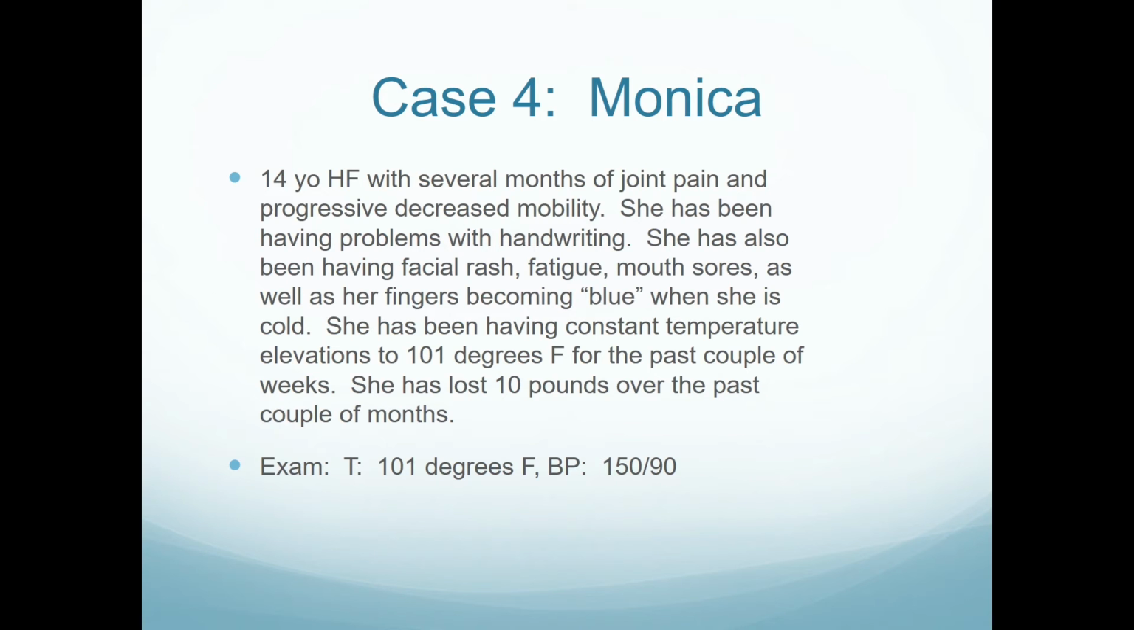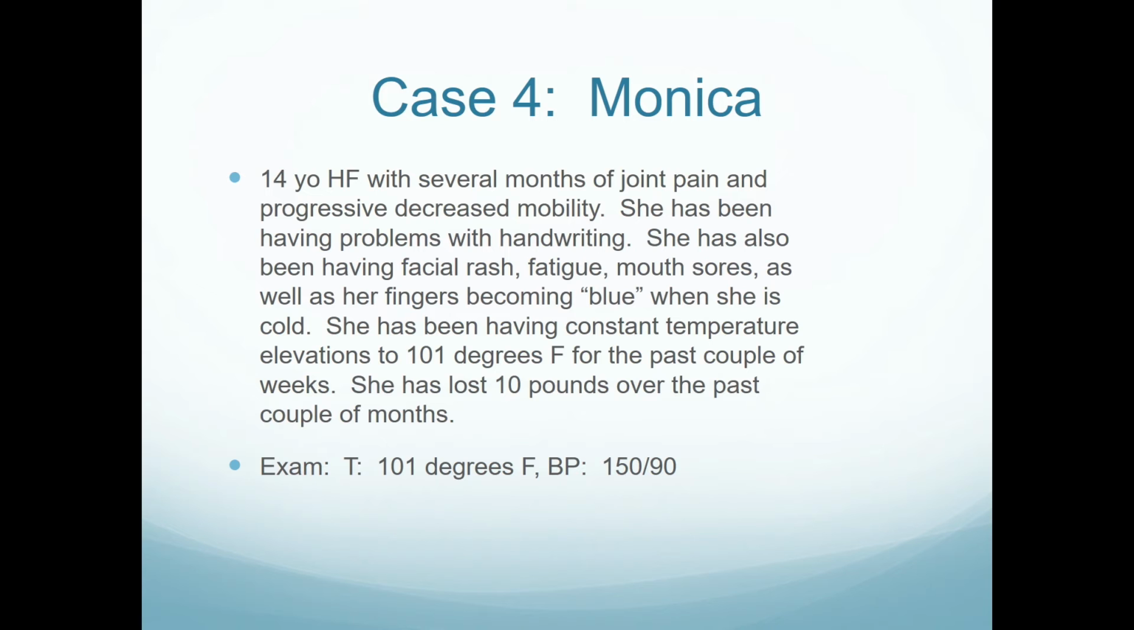Okay, which brings us to Monica. So Monica is a 14-year-old Hispanic female who's had joint pain and progressive decreased mobility. She too has been having problems with handwriting, but she has also been developing facial rash, fatigue, mouth sores, fingers changing colors when she gets cold, low-grade constant fevers, so totally different than Christopher's fevers, and she also has lost 10 pounds over the last couple of months.